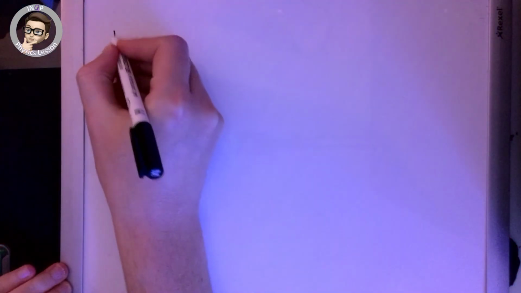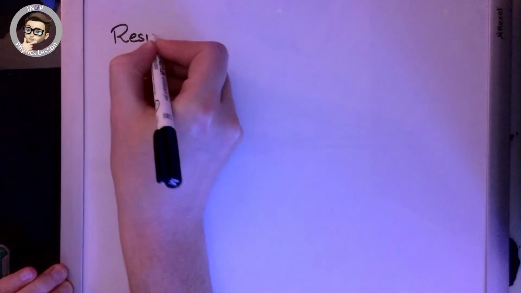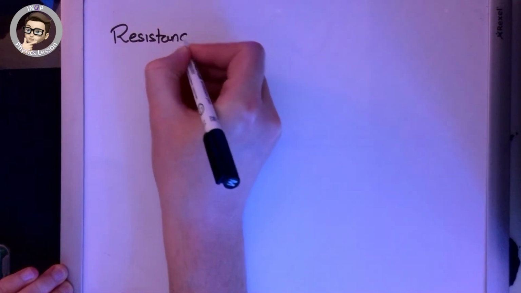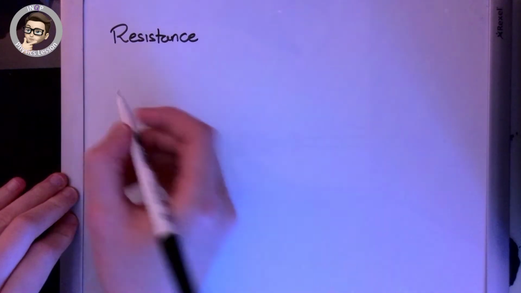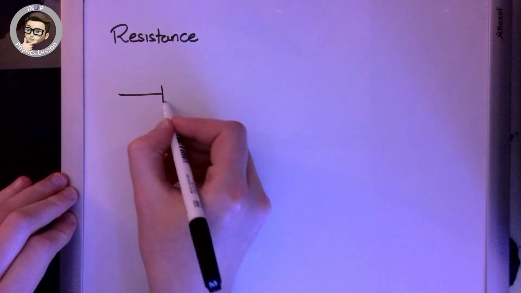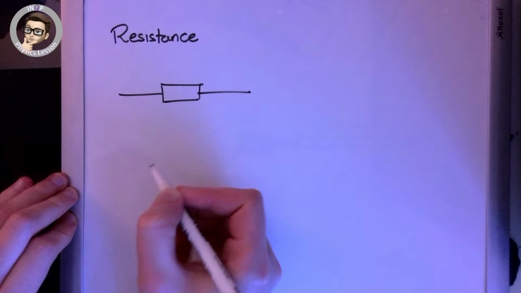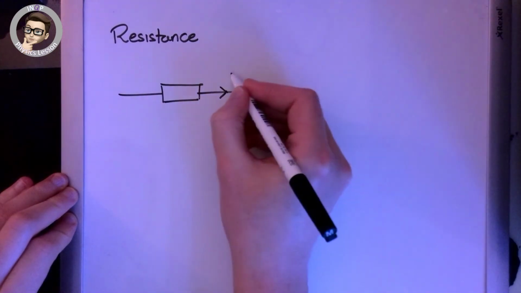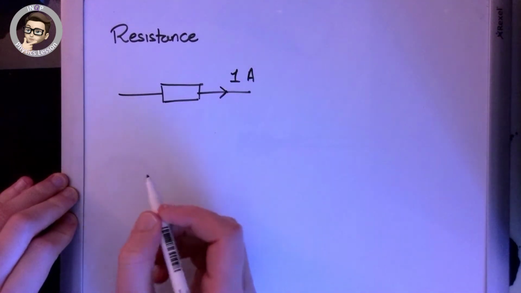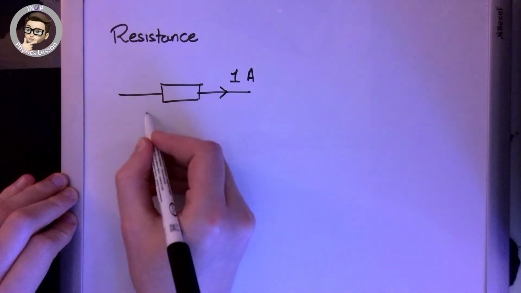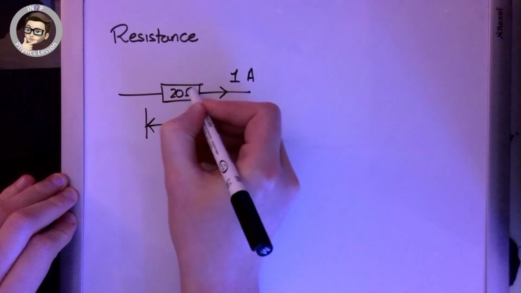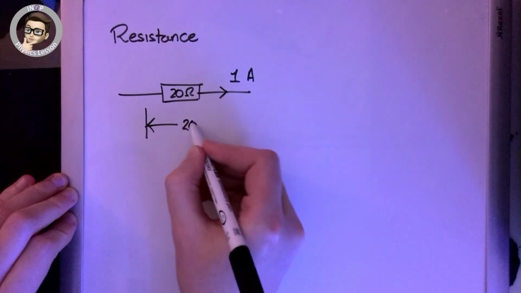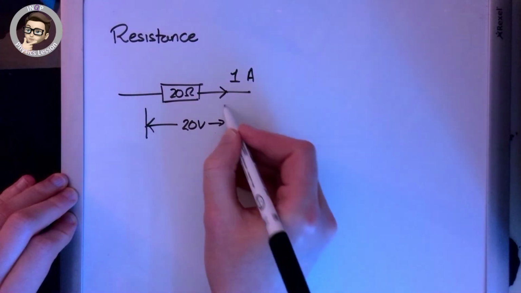So resistance is a measurement of how much potential difference is needed to push 1 ampere of current through a component. So in other words, if I've got a resistor and I want to push 1 ampere of current through it, then I will need to have, let's say this resistor is 20 ohms, which we'll come to in a minute, then I will need to have 20 volts across it.